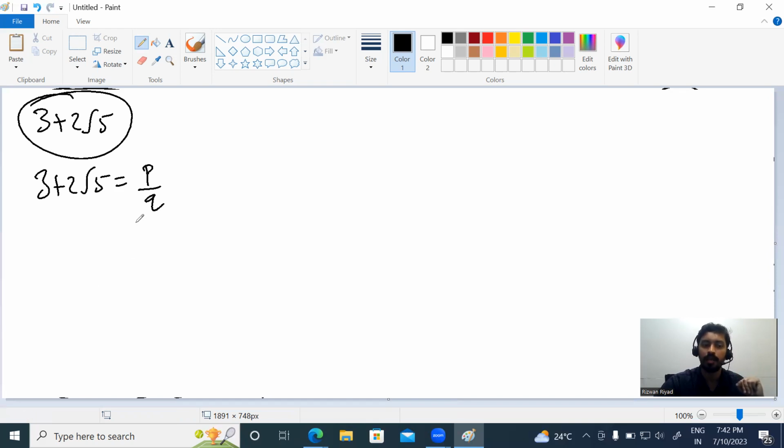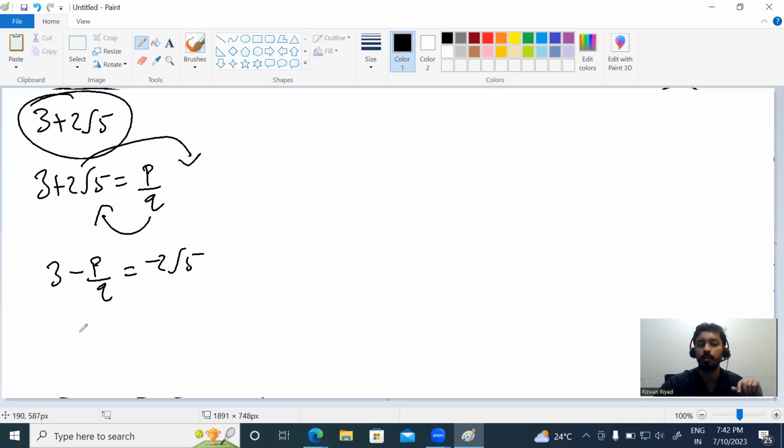Now, let's take this p by q to the left side and 3 to the right side. So p by q becomes minus on the left side, and 3 becomes minus on the right side. So the equation becomes p by q minus 3 equal to 2 root 5.